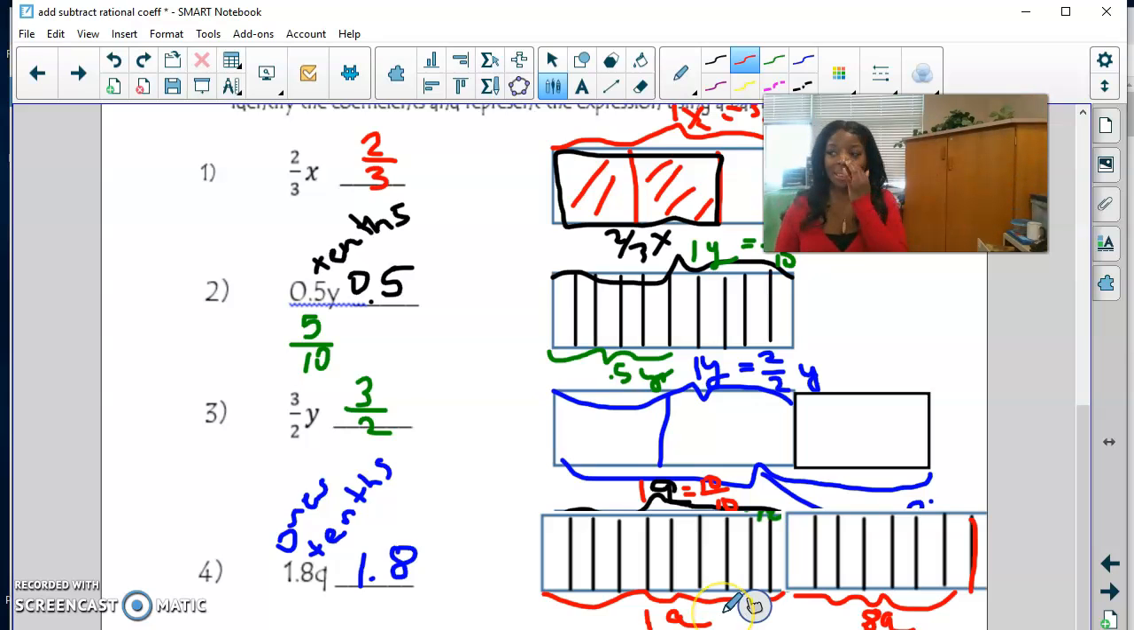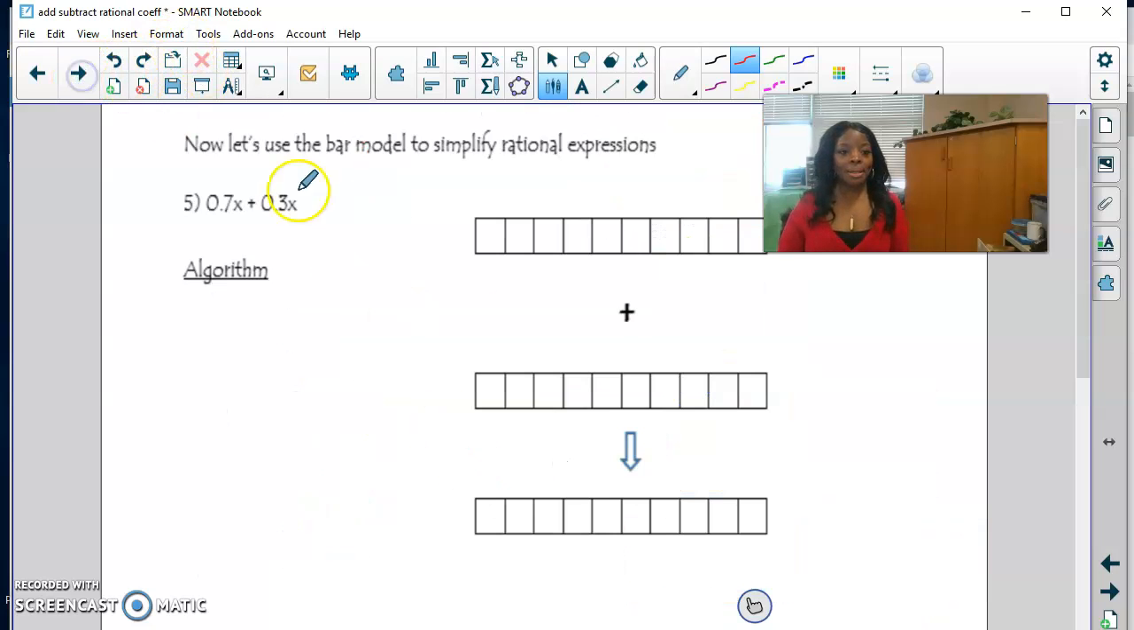Okay, guys. Let's turn the page. Good job. Next page. Now, let's use the bar models to simplify rational expressions. And remember, rational is just any number that can be written as a fraction. Because what word do we hear in rational or see? Ratio. And give me an example of a ratio. 2 girls for 1 boy. Hey, nice job.